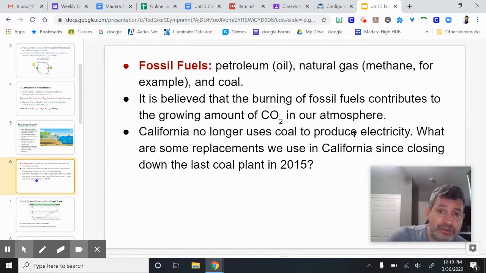California no longer uses coal to produce electricity. So we asked the question, what are some replacements we use in California since closing down the last coal plant in 2015? So you guys can probably think of some of these replacements. We have wind. If you go towards the Bay Area, you'll see a lot of wind machines out there. You look at the homes here in our town and other cities in California, we've gone to solar. So there's a lot of different ways of replacing the coal.